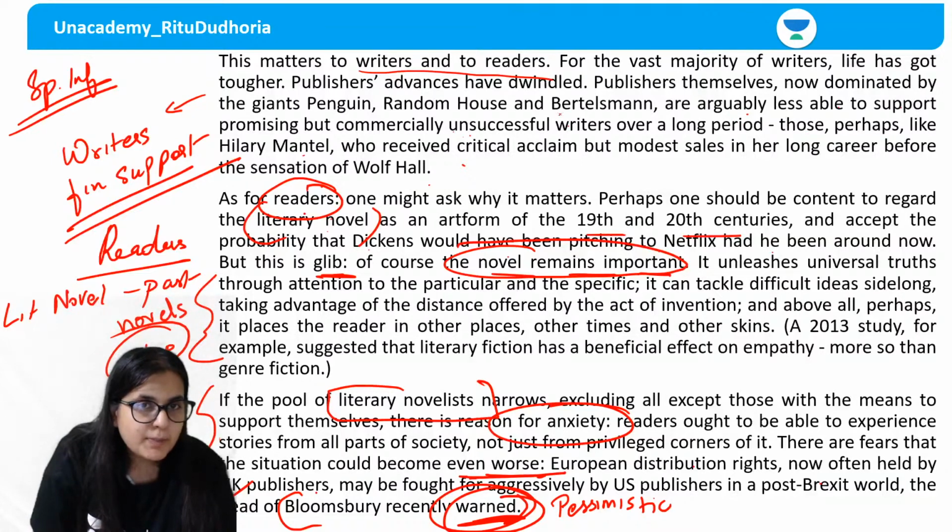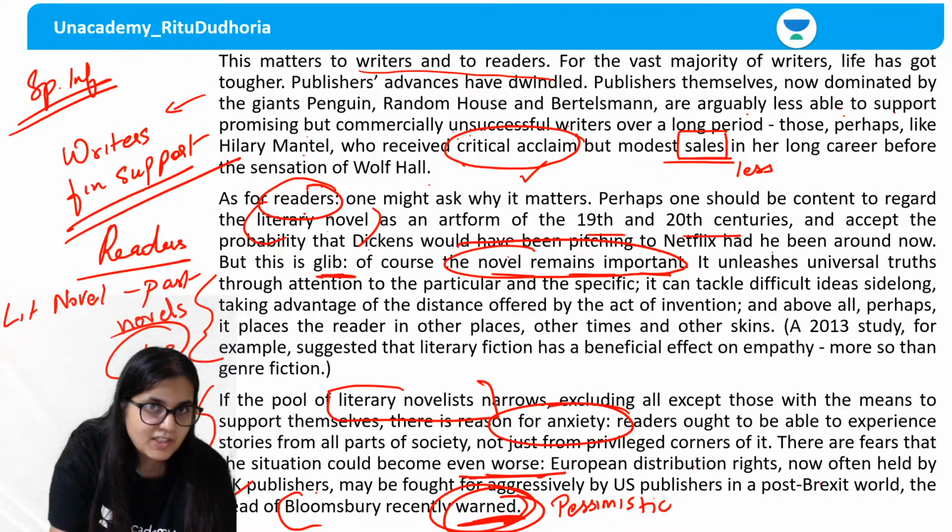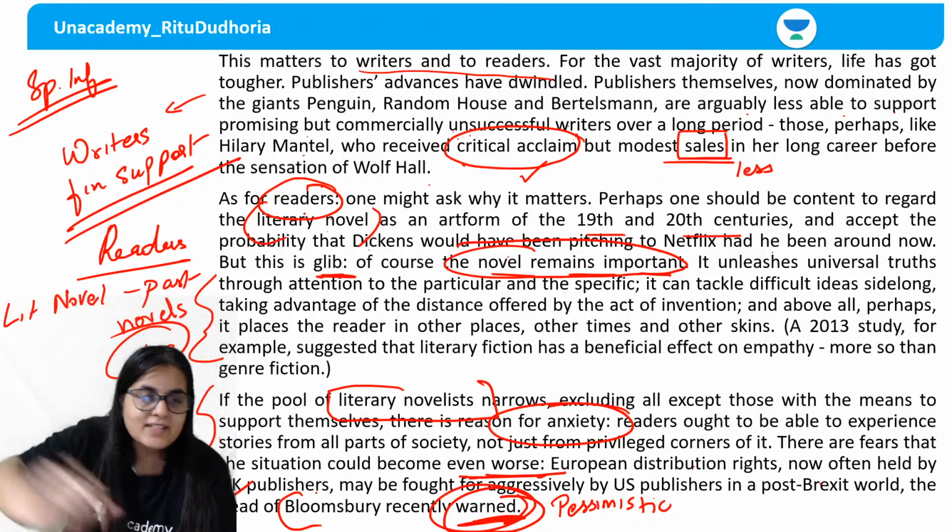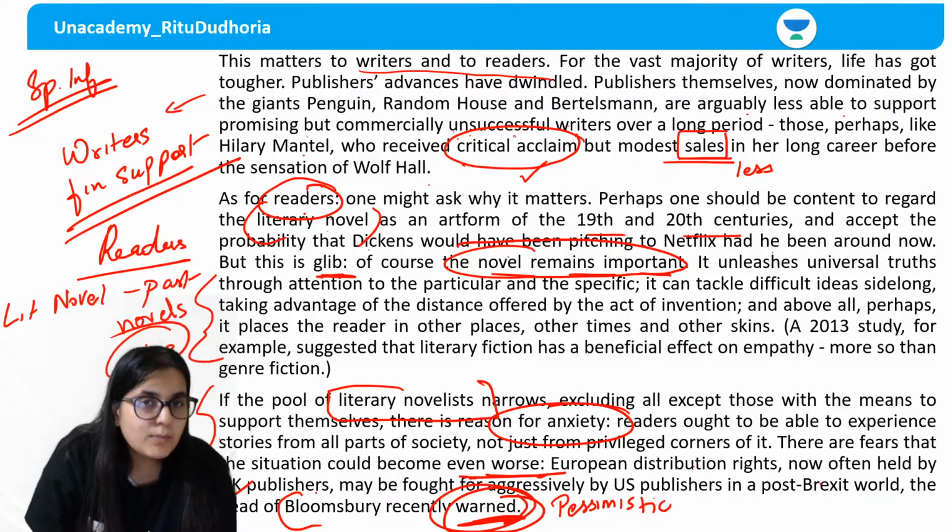Now see, read this, guys. They are less able to support promising but commercially unsuccessful writers over a long period. Perhaps like Hilary Mantel, who received critical acclaim but modest sales. So guys, they do not want to support writers who are unsuccessful. Why? They get critical acclaim, but the sales they pull in are less. Now, can you please answer this question, guys? I've shown you this. You need to infer. The answer is not given directly in the same words as an option. No. Commercially unsuccessful writers get the critical acclaim, but their sales are very modest.